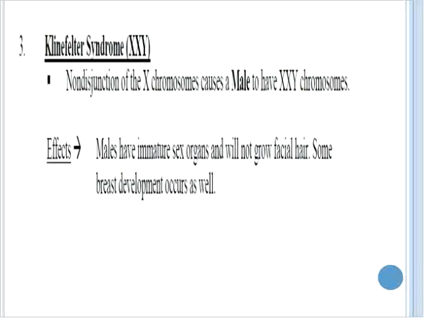Klinefelter syndrome is also caused because of non-disjunction, and this is caused by non-disjunction of the X chromosome. This creates a male with an XXY chromosomal makeup. The effects are that males have immature sex organs and will not grow facial hair. There will also be some breast development as well.